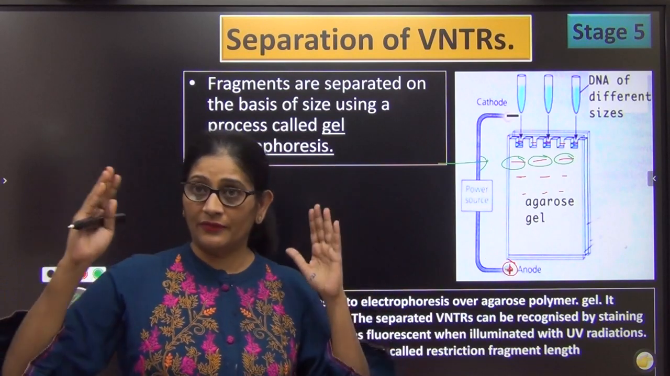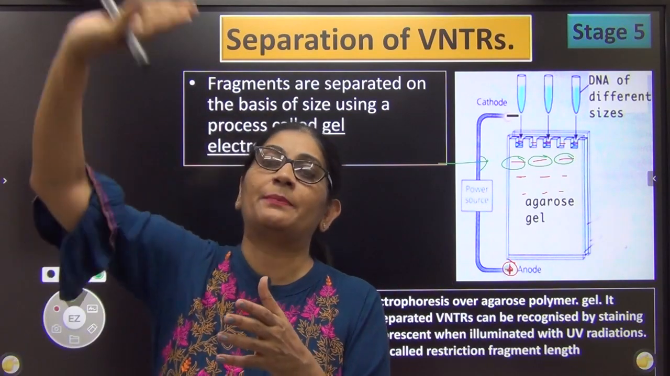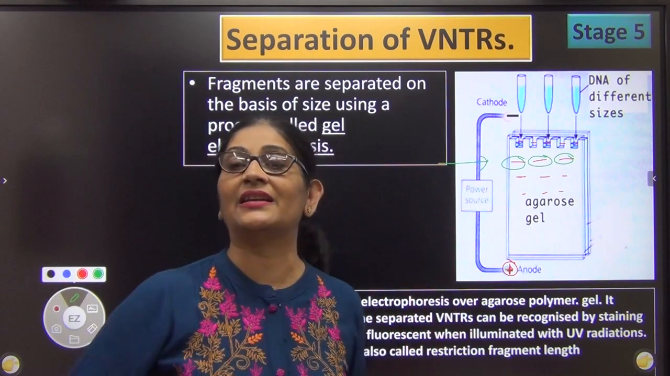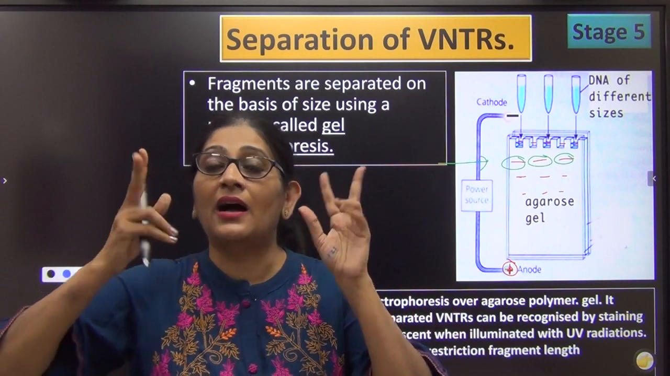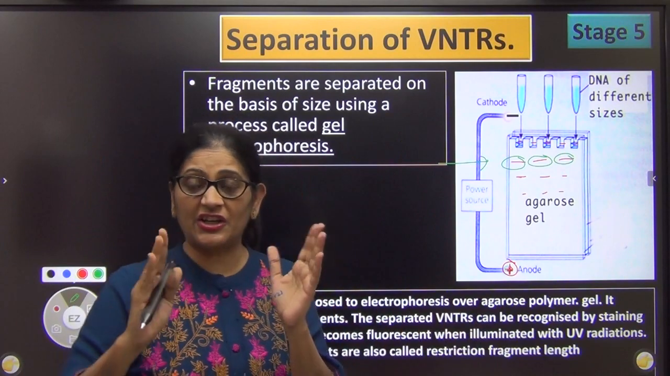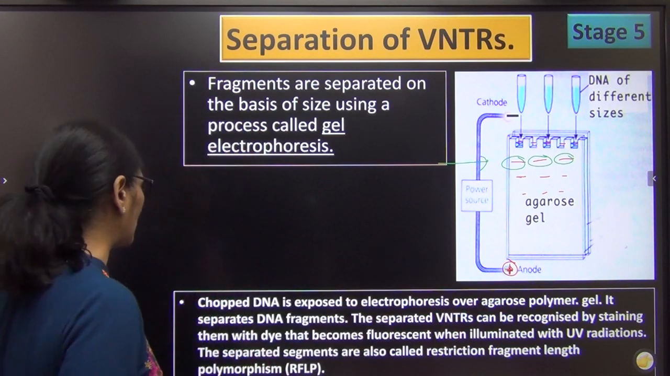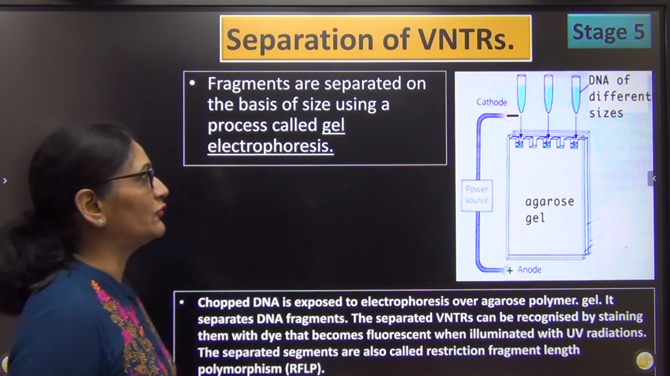So what did we do? We took a particular chromosome, then we centrifuged it, we separated the bulk DNA, we separated the satellite DNA. The VNTRs of this satellite DNA we cut with the help of a restriction enzyme. Now these cut regions can be of different lengths. We separated them with the help of a process called agarose gel electrophoresis.